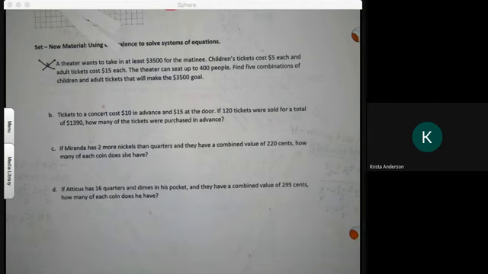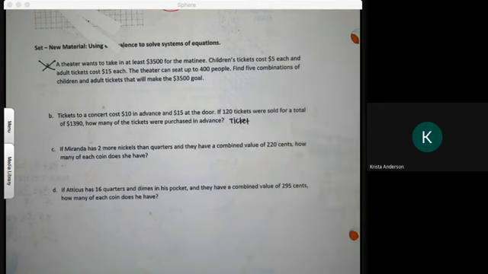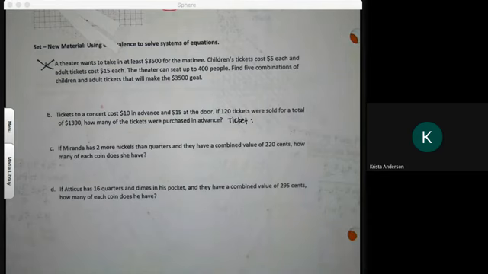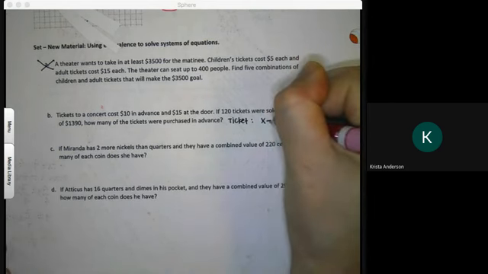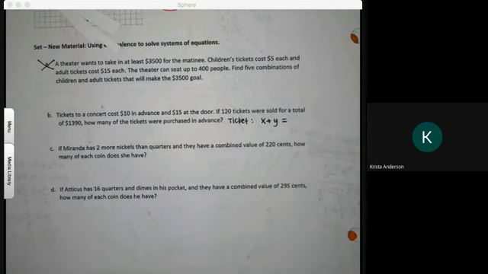So I need to write 2 equations. I need a ticket equation and I need a money equation. If I write a ticket equation, what type of tickets did I have? I had one in advance and one at the door. Do you want to use A and D or X and Y? You can pick. Anybody care what letters? X and Y? Okay, X plus Y should equal the total tickets sold. The total tickets sold were 120.